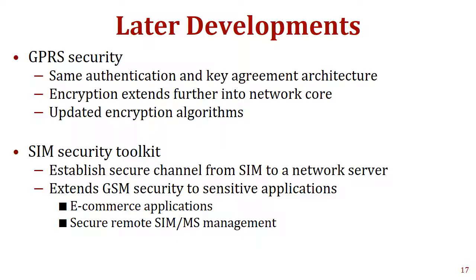And besides, encryption also extends further into the network core. So basically, more links in the network are protected. And also, GPRS updated encryption algorithms to be more robust against brute forcing attacks. Brute forcing means, for example, when you don't know a password, you just try to submit easy passwords like 1, 2, 3, 4, 5, 6, and always try until you get the right password. So that's why updating encryption algorithms is always good.